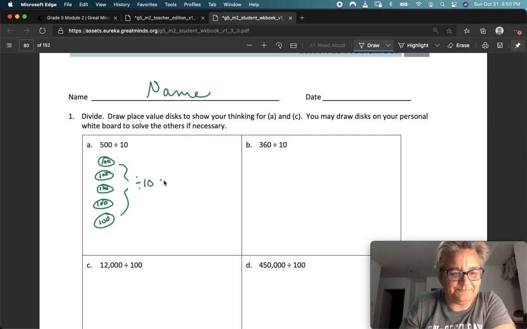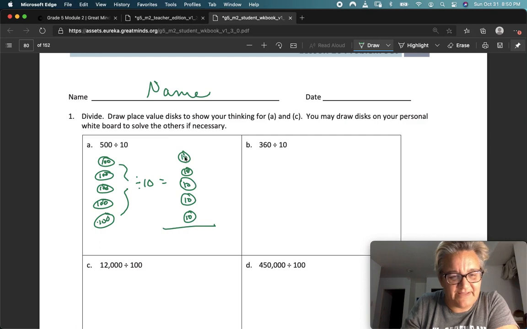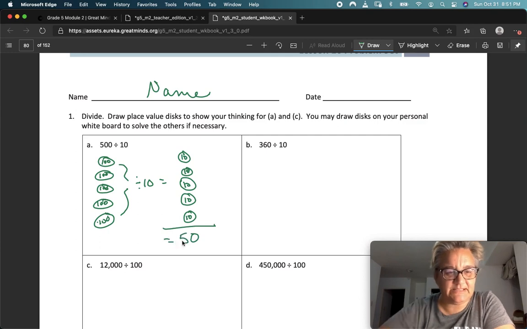by 10, and 100 divided by 10 is 10. 100 here divided by 10 is 10. 100 here divided by 10 is 10. 100 divided by 10 is 10. And 100 divided by 10 is 10. So if I add those together, I have 10, 20, 30, 40, 50. And that's my new answer.